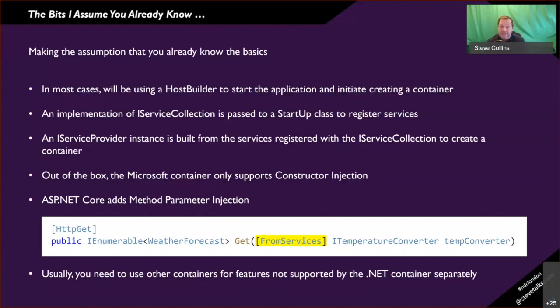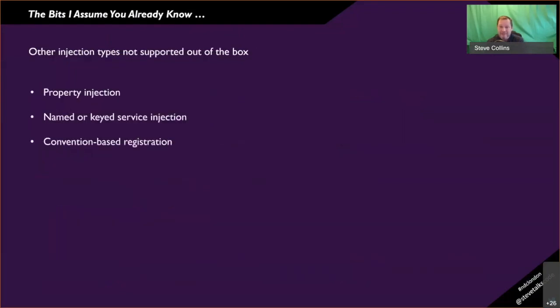Usually, if you want to go beyond the basic out-of-the-box experience of the Microsoft container, you need to go looking at using other containers, which I'll cover shortly. As I mentioned, there are other injection types that aren't supported in the Microsoft implementation. These include property injection. This is where a class has a parameterless constructor, so dependencies have to be set via properties once the instance has been created. Once all the properties have been set, you then call a method, typically called something like Initialize, to prepare the object for use.